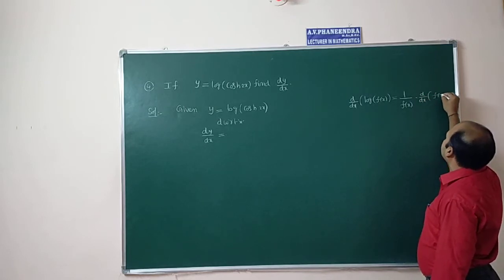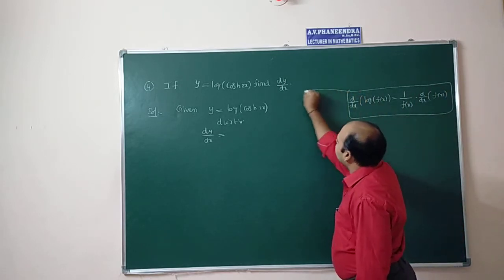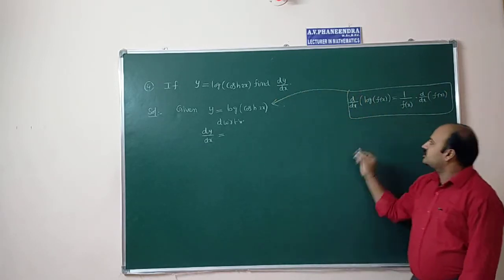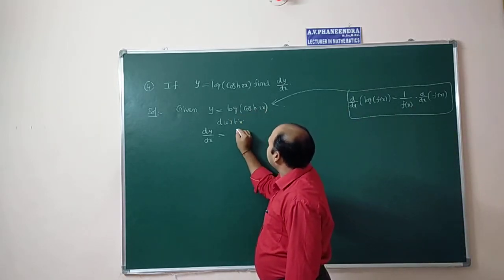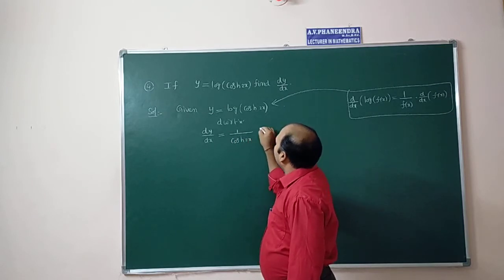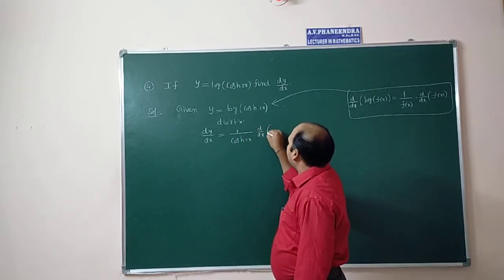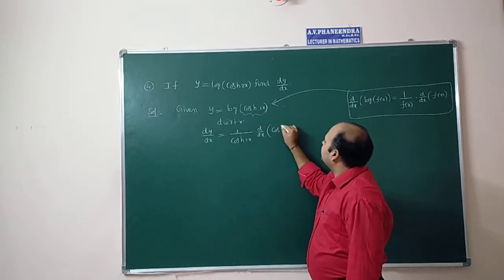We have to write it. The similar procedure we have to follow in this step. So d by dx of log cos h to x is 1 by cos h to x into d by dx of whatever the function is involved in now, that we can differentiate. Cos h to x.